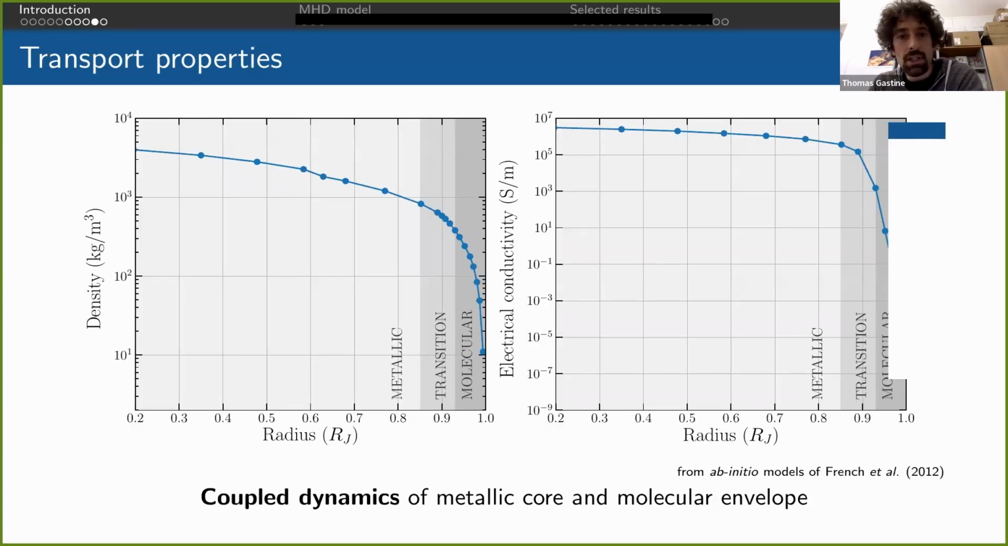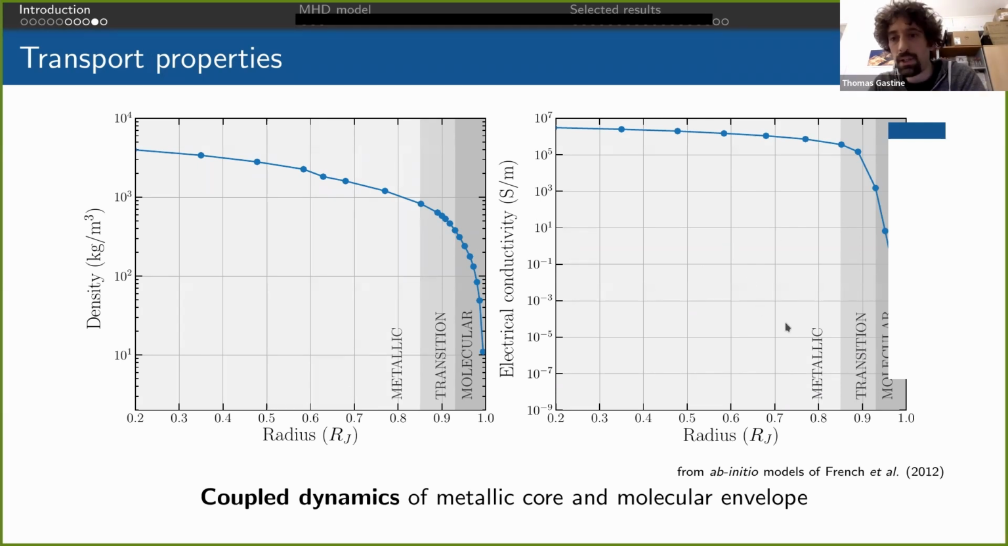Okay, so what's shown here are two radial profiles coming from an internal structure model from Martin French et al. What's plotted on the left is density in kilograms per cubic meter versus radius normalized to the Jovian radius. And we see that the density increases by 3 to 4 orders of magnitude in Jupiter. But maybe more interesting is the right panel, which shows the electrical conductivity as a function of radius.